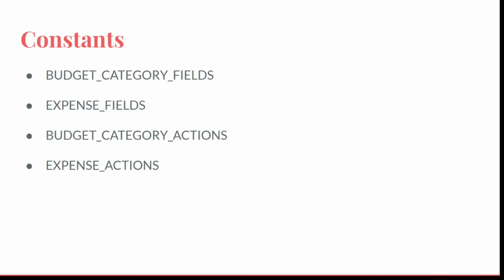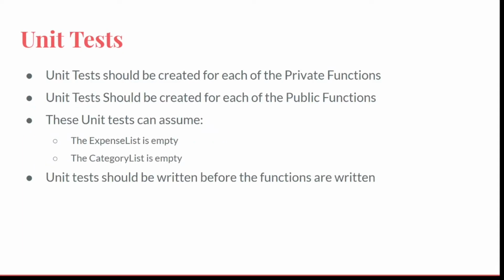Some of the constants that I'm going to need include budget category fields and expense fields. These will make it easier to update specific fields instead of having to update the entire budget category object or expense object, along with the actions that can be taken on the budget category or expense items. I found that having a constant for these makes it a lot easier when calling these functions from your React components. My next step is to write all my unit tests.